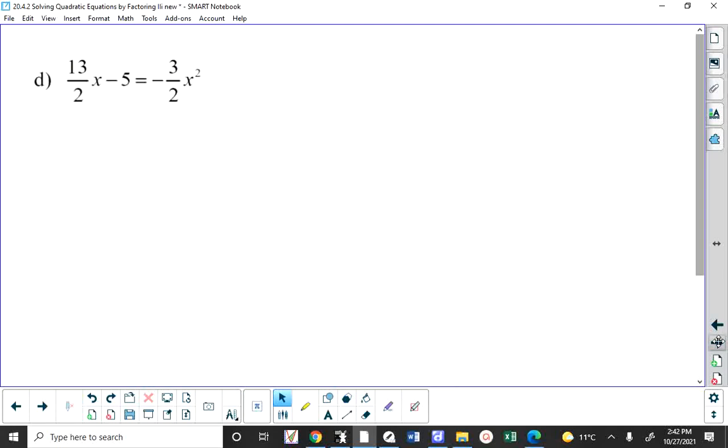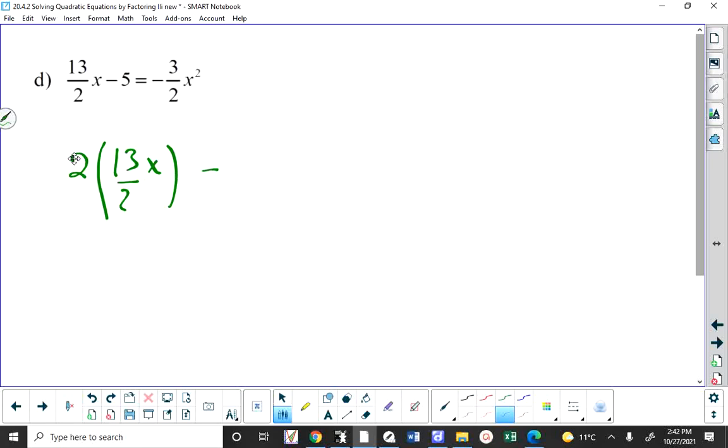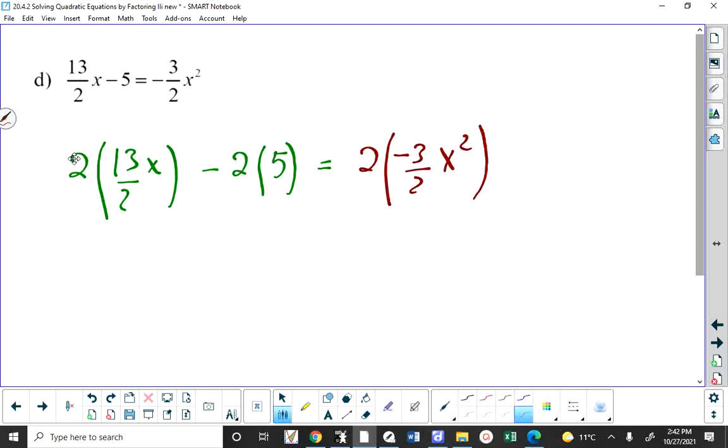Let's try this one. I guess I'm going to have to multiply both sides of the equation by 2. So I'm going to multiply 13 halves x by 2. I'm going to multiply the 5 by 2. I'm going to multiply the negative 3 halves x squared by 2. We're just getting a little bit of a workout with our algebra skills here, that's all. If you feel more comfortable putting brackets around the whole thing, all the power to you. It doesn't matter.